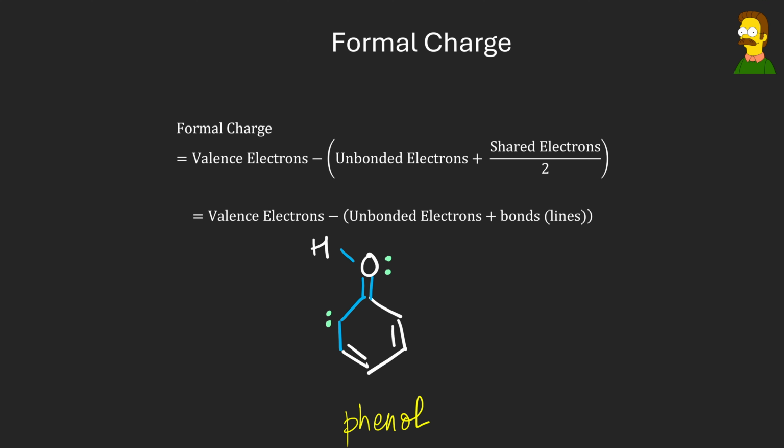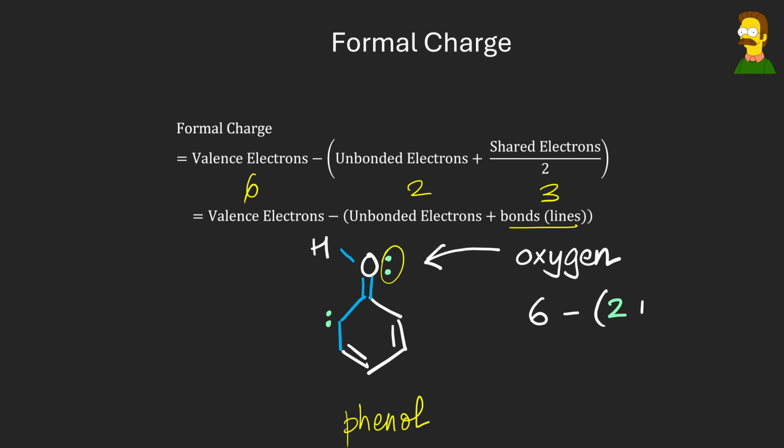Let's find the formal charge of oxygen over here. How are you going to do that? Well, valence electrons is still 6. Unbonded electrons is going to change. It's not 4 anymore. It's just 2, which is these 2 electrons. Bonds, you can count lines, can't you? So that's just 3. So oxygen is going to be 6 minus 2 plus 3, which is plus 1. Whoa, really? Plus 1? That's such a strange thing because oxygen is supposed to be an electronegative atom. I'm giving a plus 1 charge? Hold on. This is right. Nothing wrong here. It's perfect.